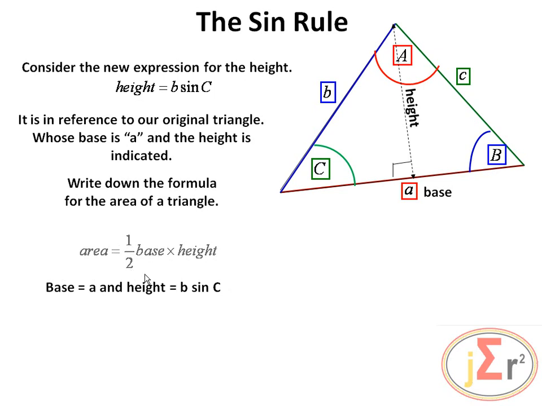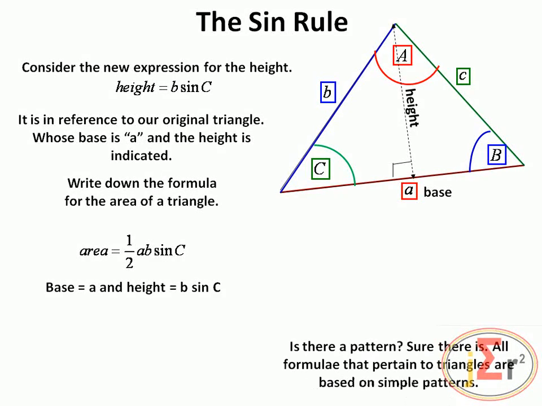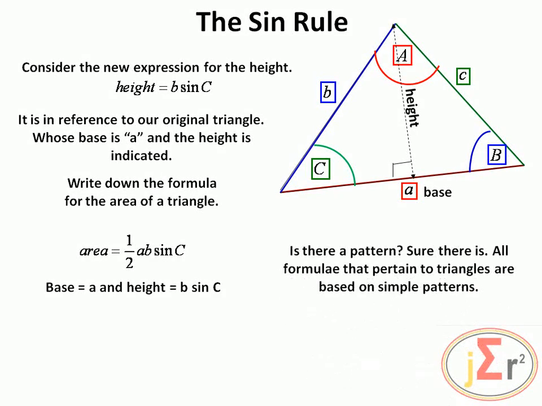So we're going to have that replaced with area is equal to a half a times b sine c, or we may write it as a half ab sine c. Right, so area is equal to a half AB sine C. And we have a lovely question here. Is there a pattern? And the answer is sure there is.